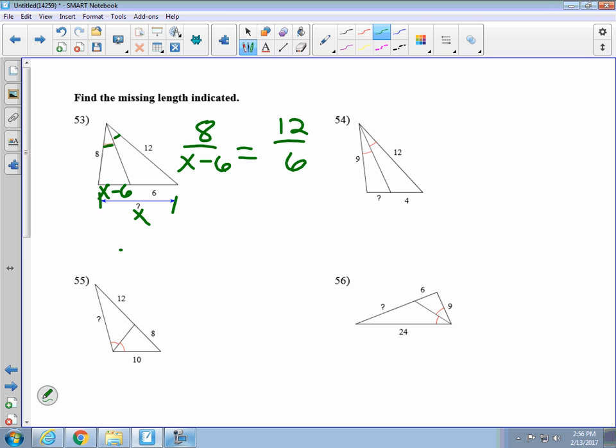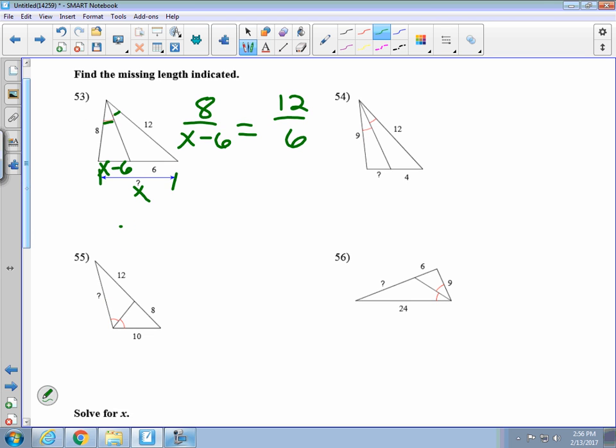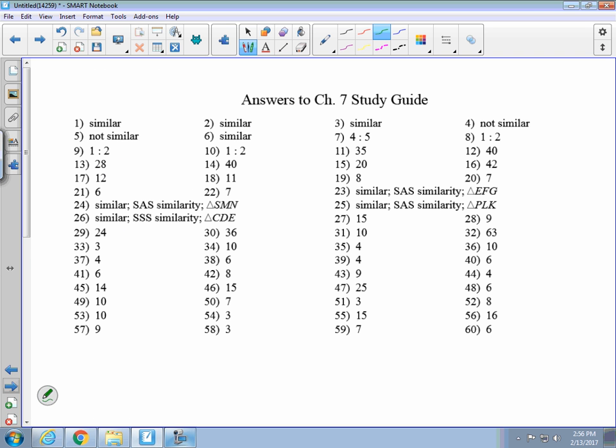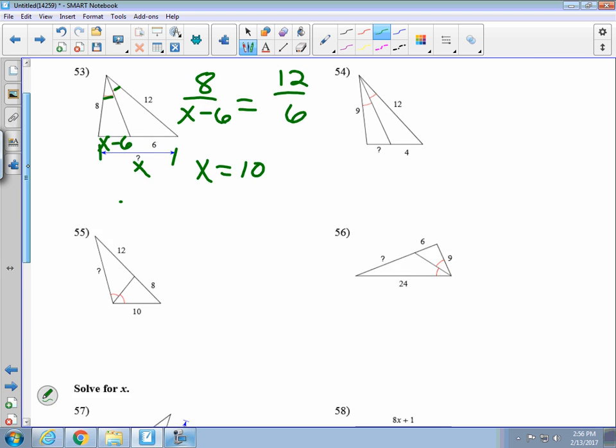And I don't have the right answers in front of me. You do. I hope you're checking them. That should give you 48. And then before, x should equal 10 here. Number 53, let's go and check. Number 53, x equals 10. Yay, I got it. And so on and so forth.